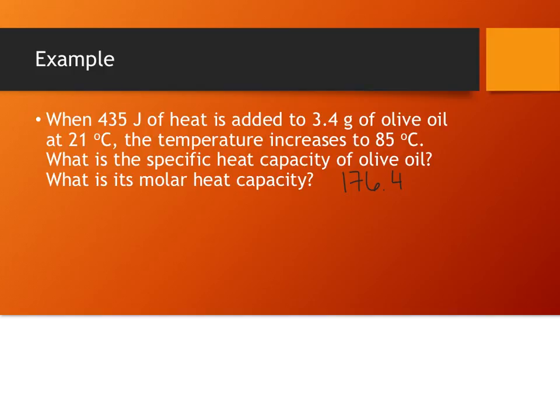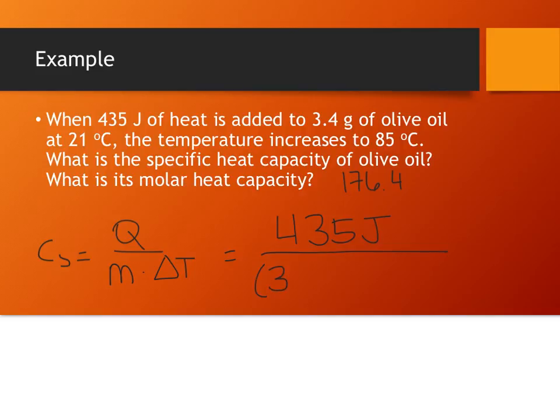All right, so anyways, we are looking first off for our specific heat capacity, which we know CS is equal to Q over our mass times our delta temperature. Well, our Q in this case is 435 joules. Our mass is 3.4 grams. Sorry, my stylus really isn't working too well. And our temperature change will be our final minus initial, which is 85 minus 21. So we started at 21 degrees, rose to 85 degrees. So 85 minus 21, which is 64.